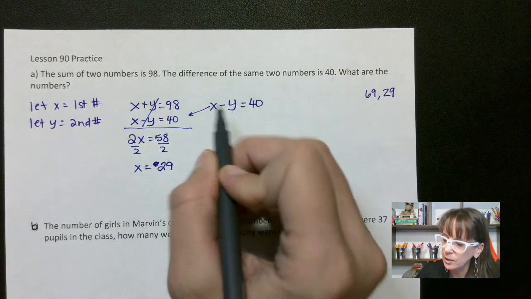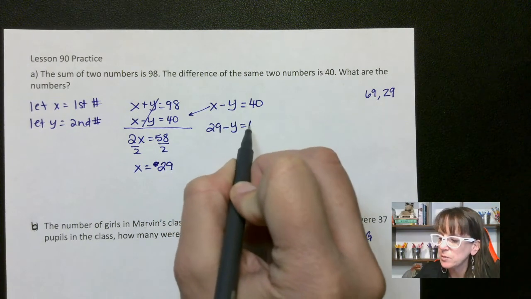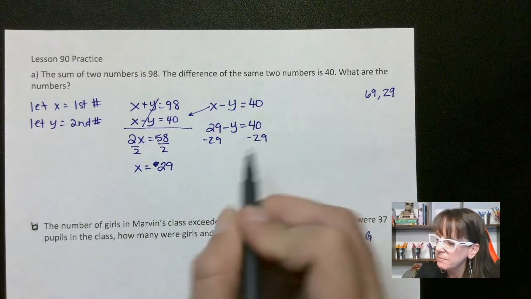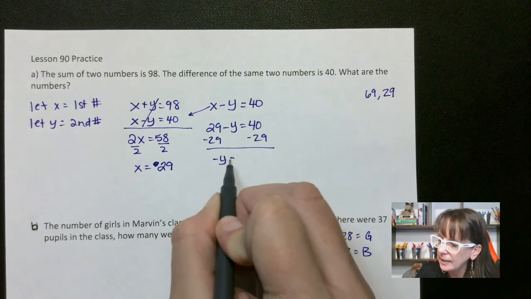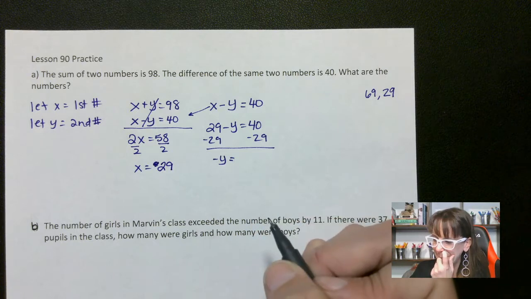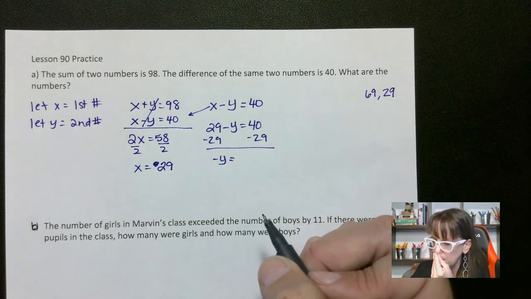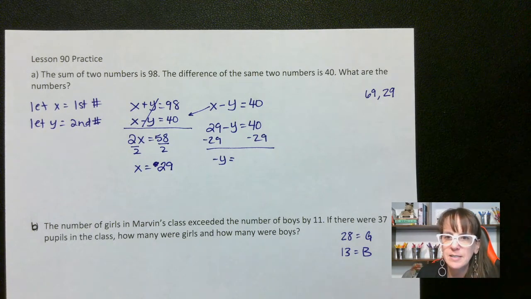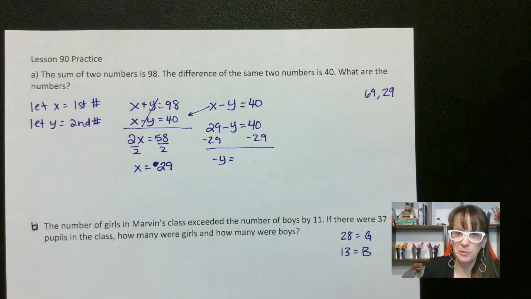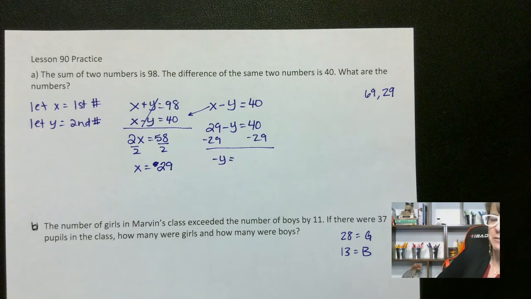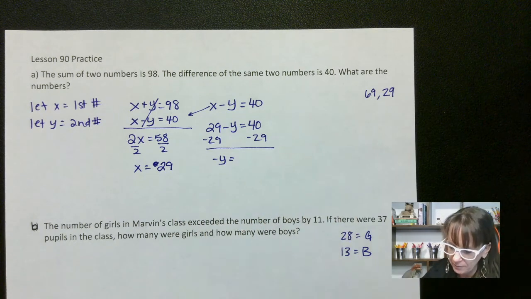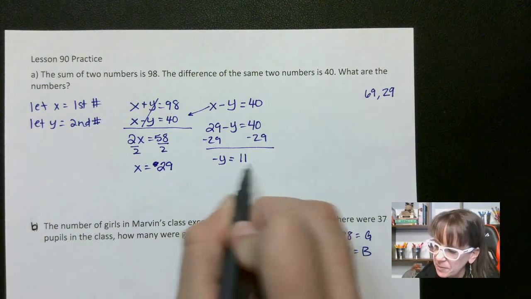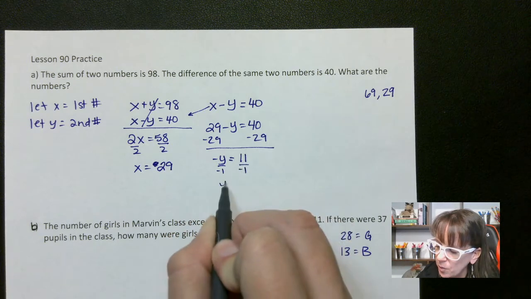Take that information over here. We have 29 minus y equals 40. This is going to give us a negative y, but that's all right. Minus 29, minus 29. We get negative y equals, let me think about this. Hold on. Okay, this actually brings up a really good point. If we have 40 minus 29, that would give us 11. We'll divide both sides by negative 1, and we end up with y equals negative 11.